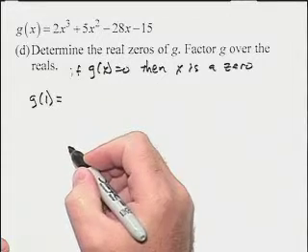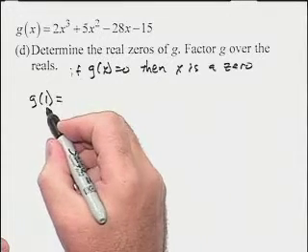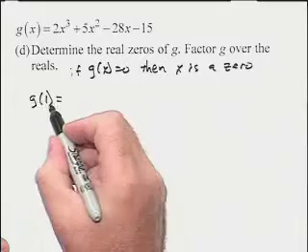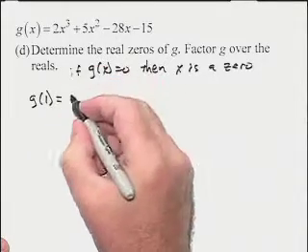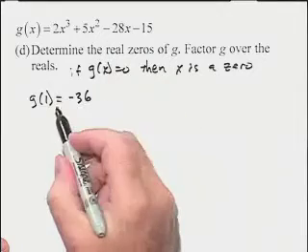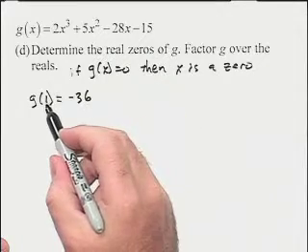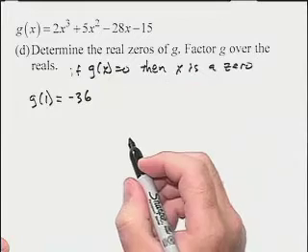So we'll do g of 1. 1 is our first positive potential rational zero. That's an integer. We do g of 1 and evaluate the function, we'll get negative 36. Since this is not equal to 0, we know that 1 is not a 0 of g.